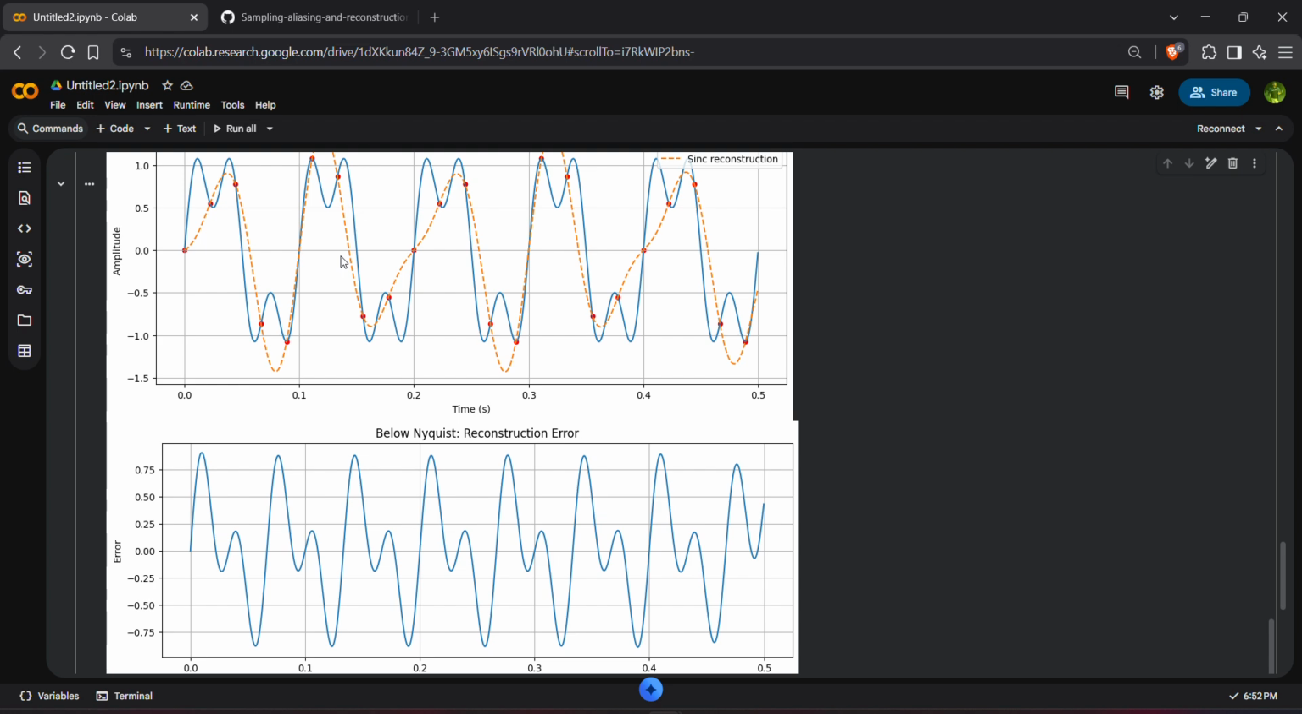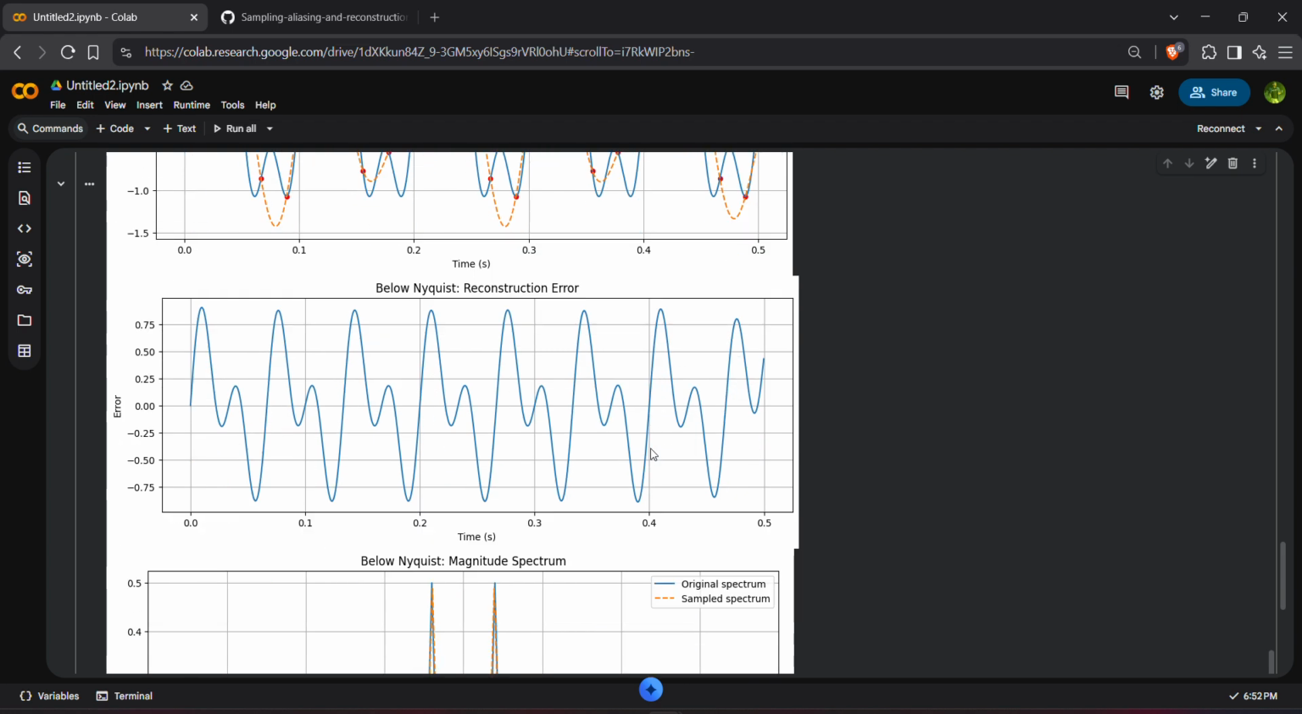This is the most important validation of this experiment. Now, if we look at the magnitude spectrum, we can observe the effect of aliasing. The 30 Hz component has folded into the frequency range below the Nyquist frequency and appears at 15 Hz. Therefore, our simulation agrees with the manually calculated aliased frequency.